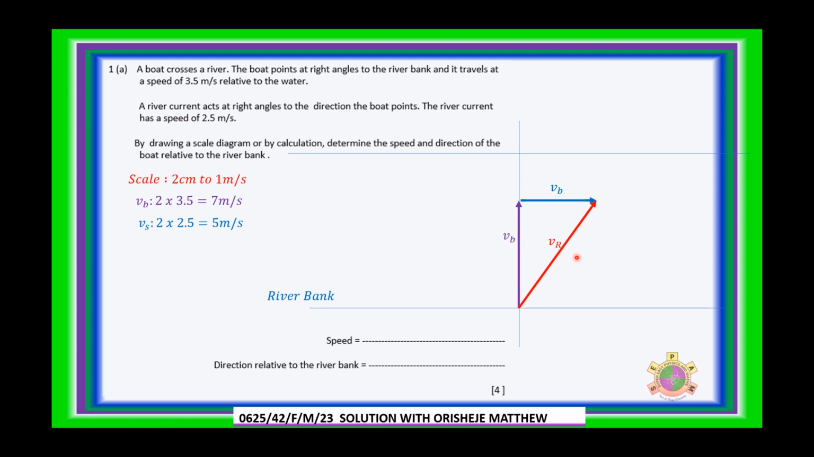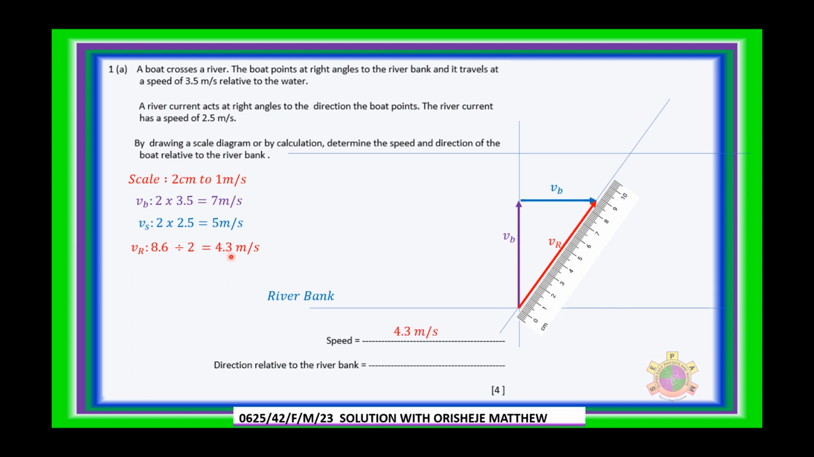So now we are expected to find the speed. Measure this length with a ruler. If you measure that, it gives us about 8.6 cm. Divide it by your scale, and that gives the speed of 4.3 meters per second. So let's remove the ruler.